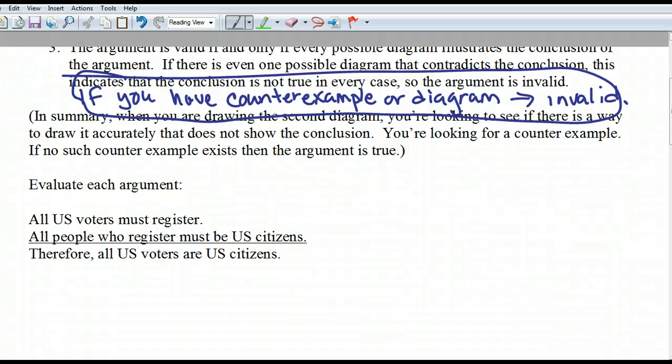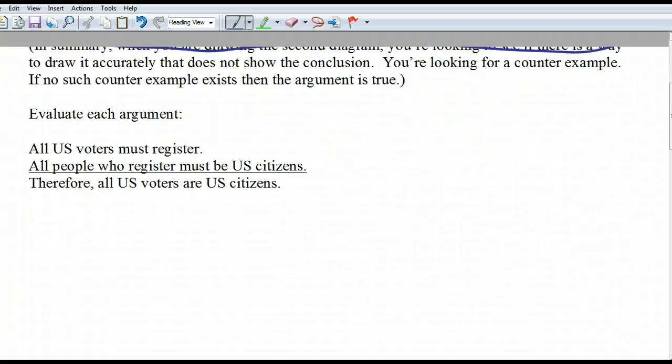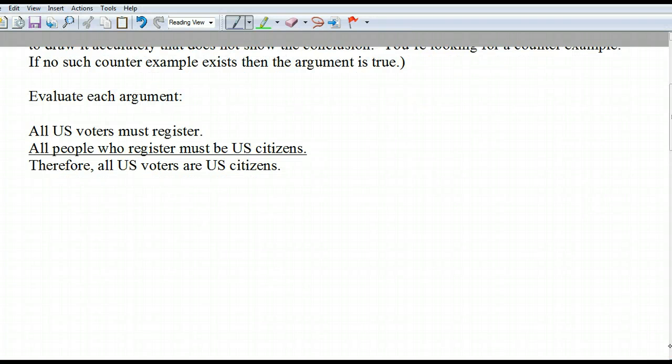Okay, so this first example here, we have evaluate each argument. It says, all U.S. voters must register. All people who register must be U.S. citizens. Therefore, all U.S. voters are U.S. citizens.